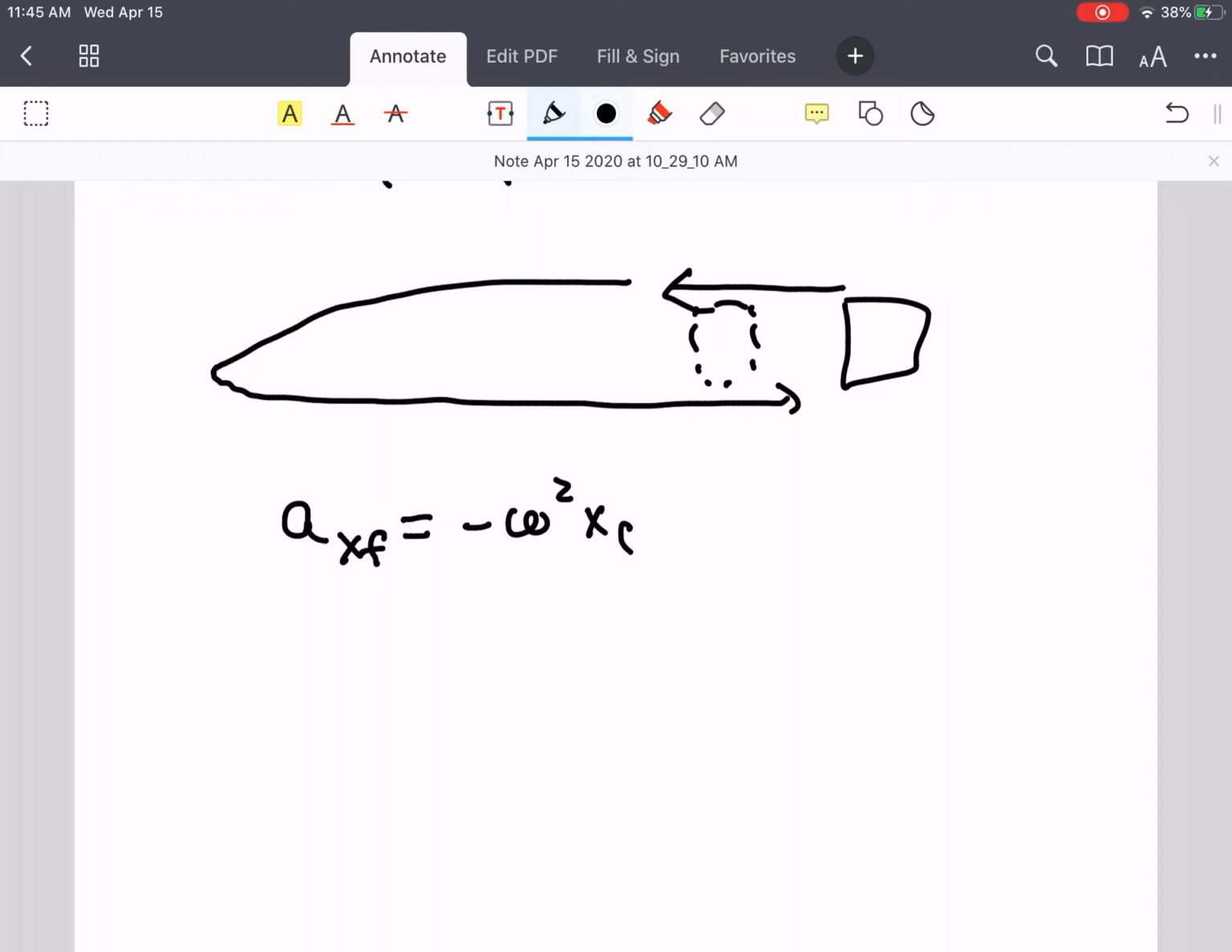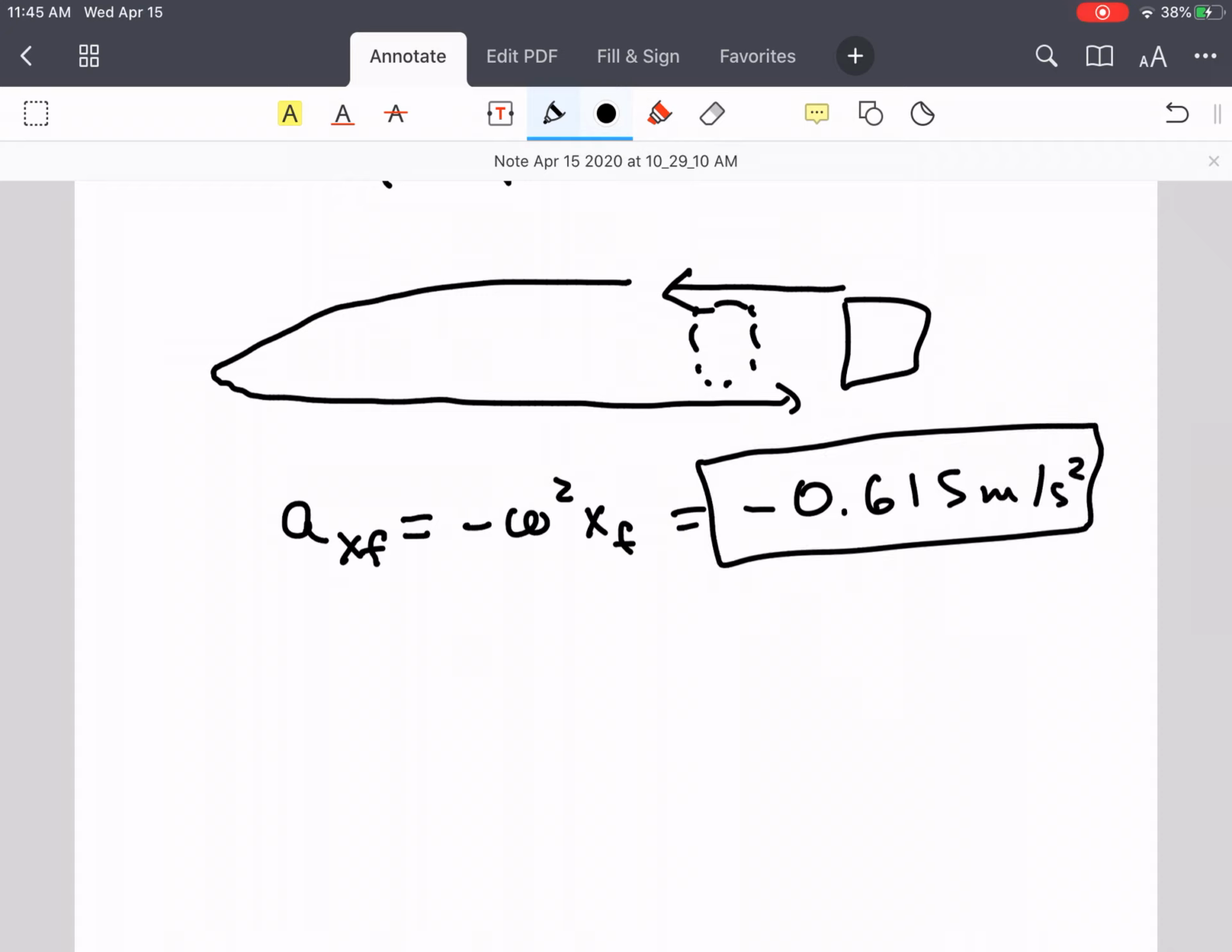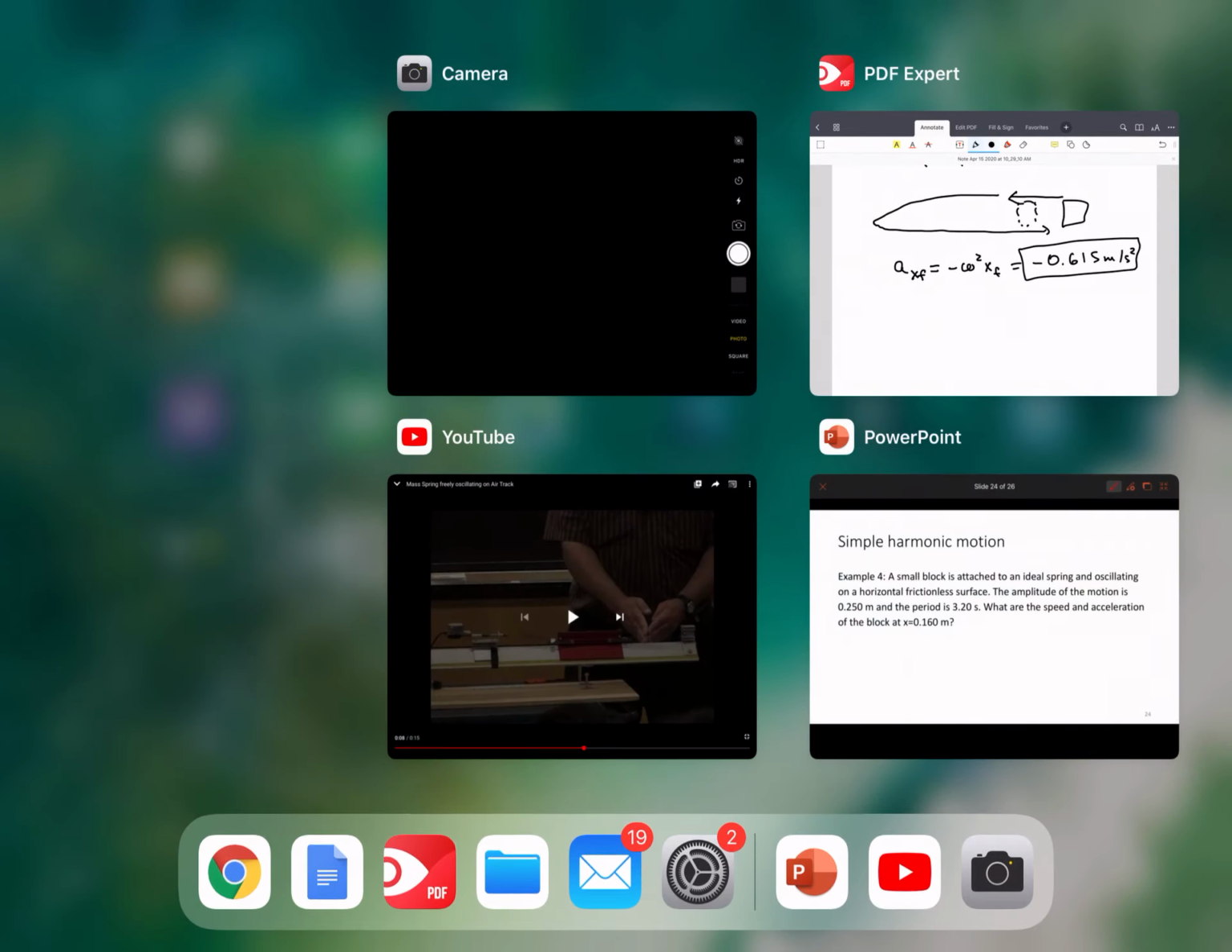Here I want this at this final point, x final equals 0.16. And when I plug in the numbers that I know, that turns out to be negative 0.615 meters per second squared. Notice there's actually no question about the sign here. It's always negative because x is positive. So there will always be a relationship between those signs there. And there we go. All righty.